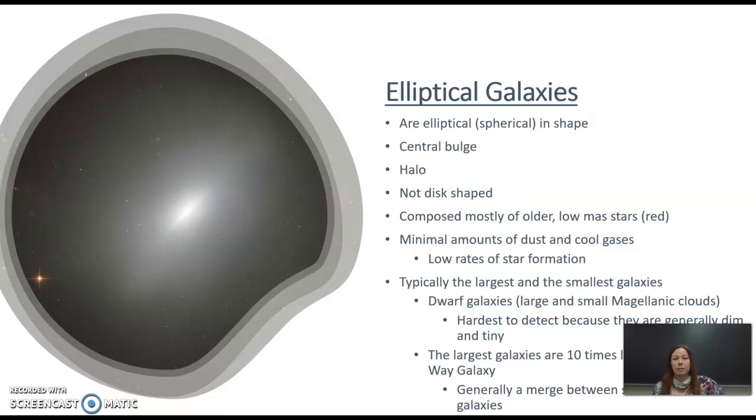They're the hardest to detect because they're generally very dim and tiny, and they're so far away, it's not like trying to look at something down the street. The largest galaxies are 10 times larger than the Milky Way galaxy, and they merge from several smaller galaxies coming together, colliding and building.